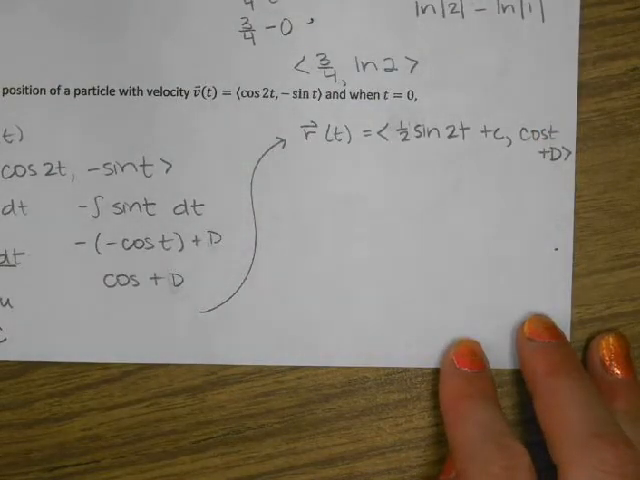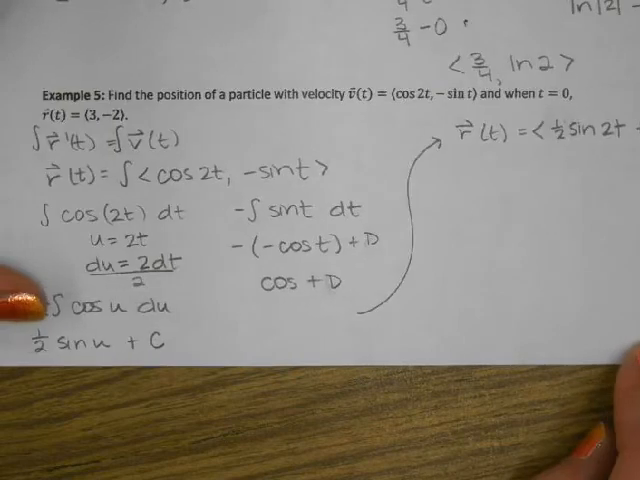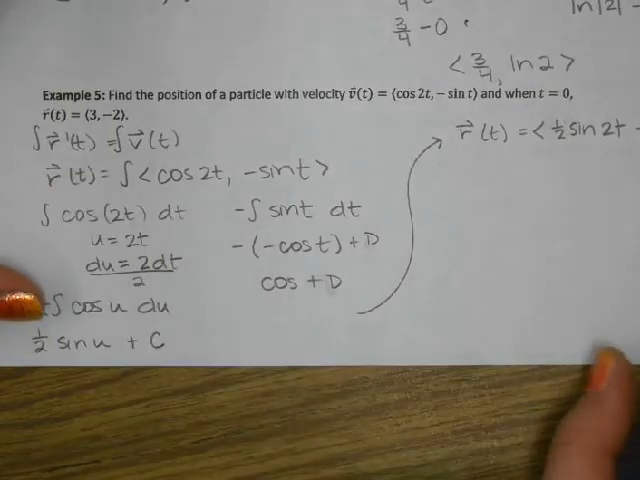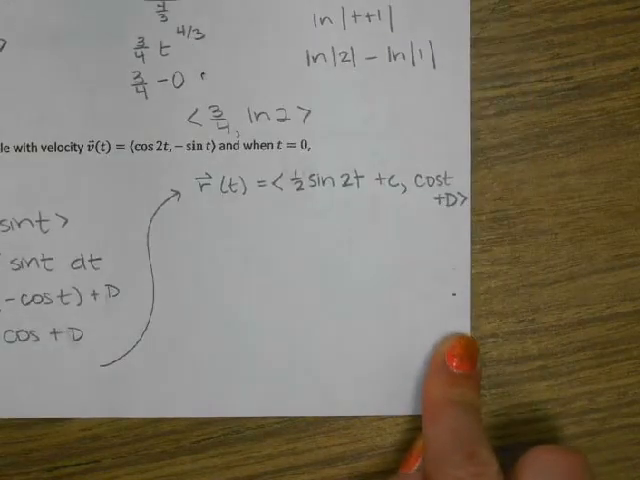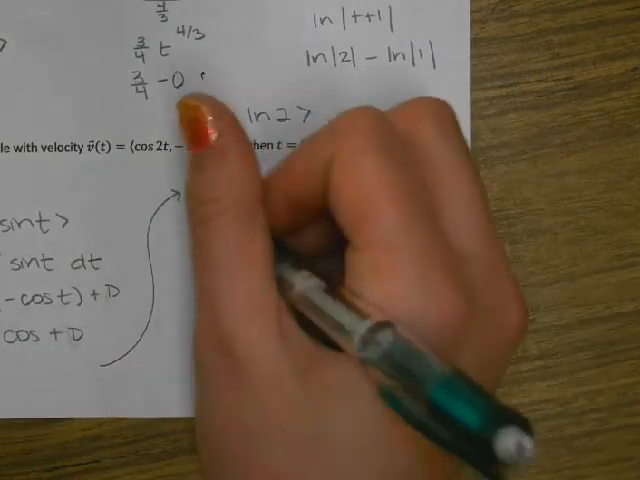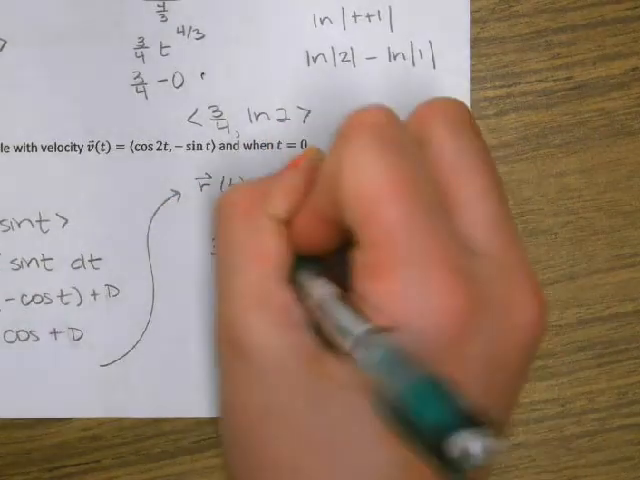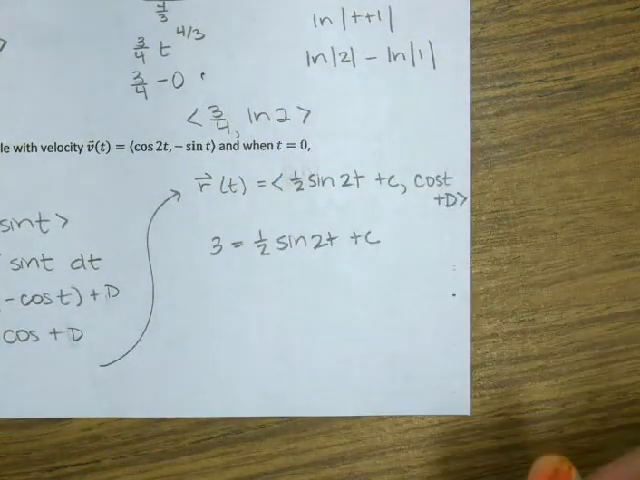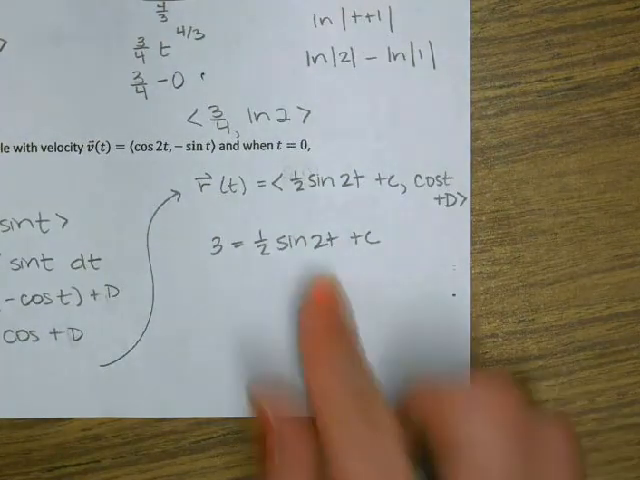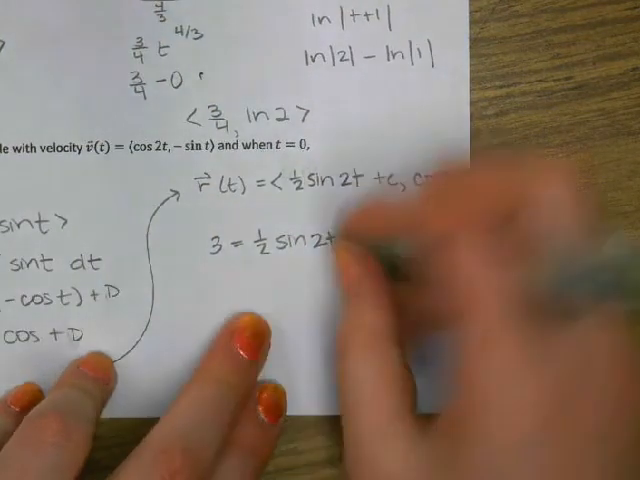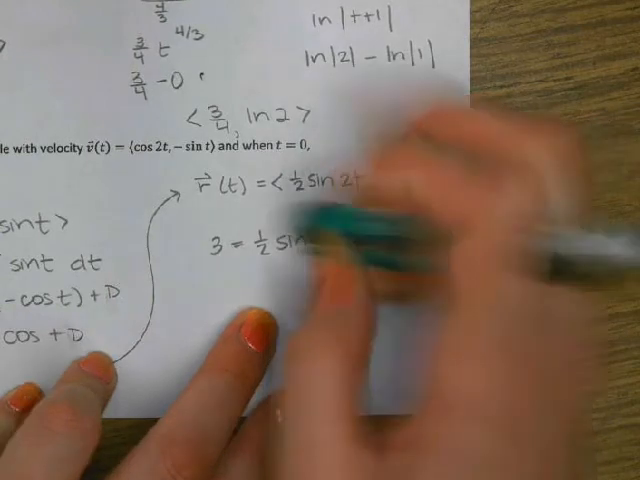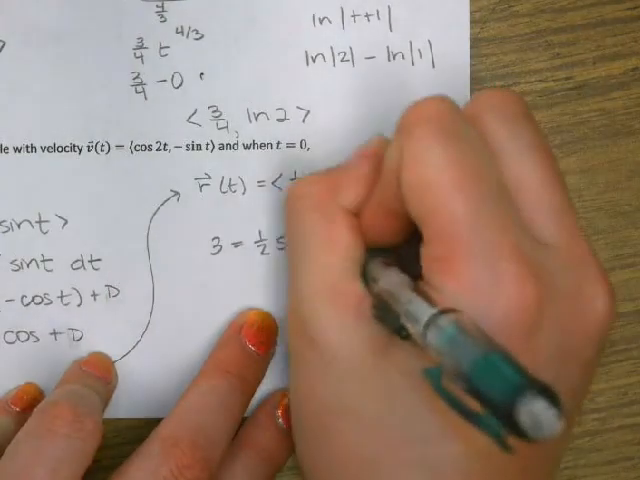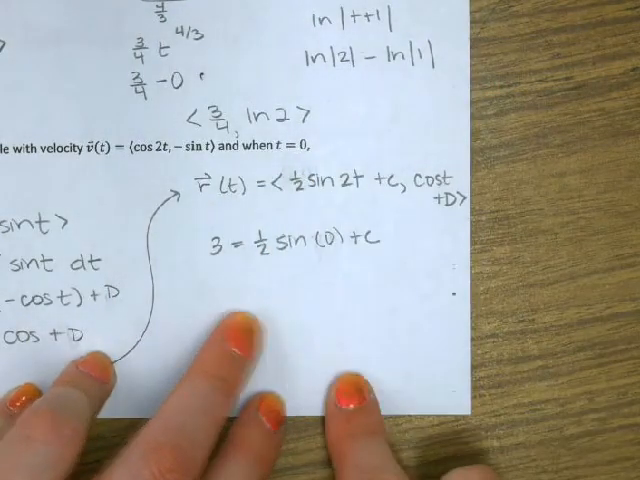So now I can go ahead and use the point that they gave me. They said the position vector is 3, -2. So I'm going to go ahead and solve for c and solve for d doing that. So I'm going to say that 3 equals 1/2 sine 2t plus c. And this is when t equals 0. So 2 times 0 is 0. They gave that to us in the example. They said t equals 0.